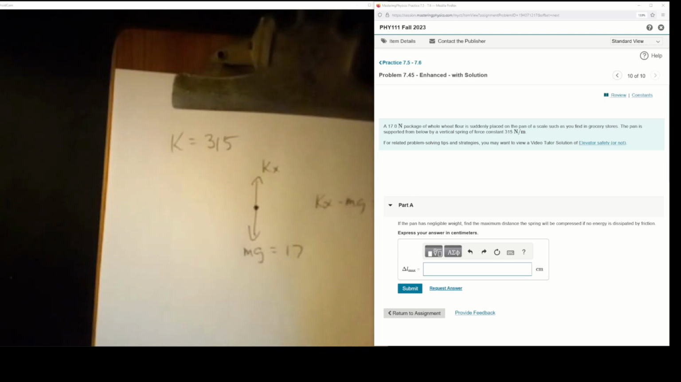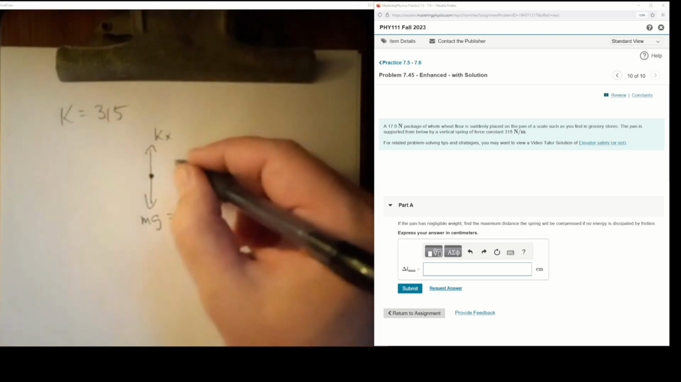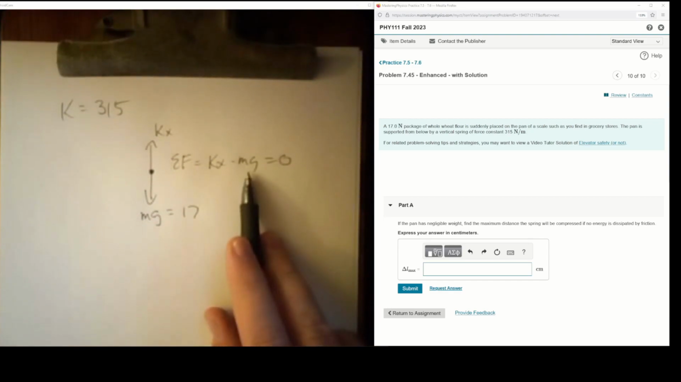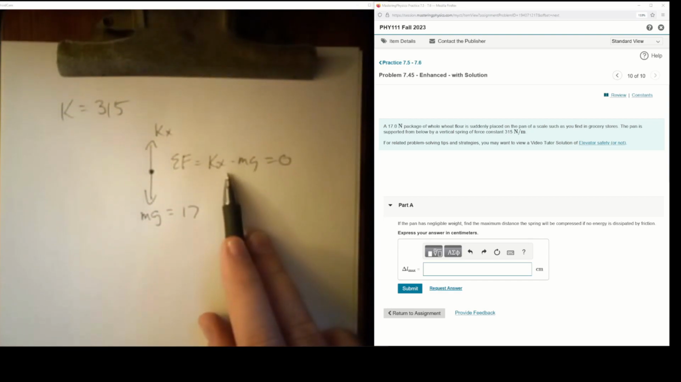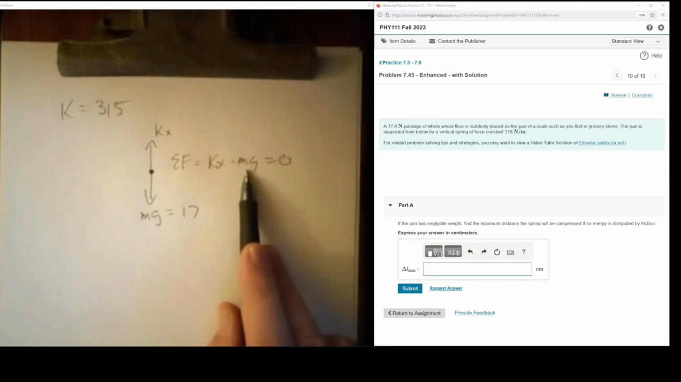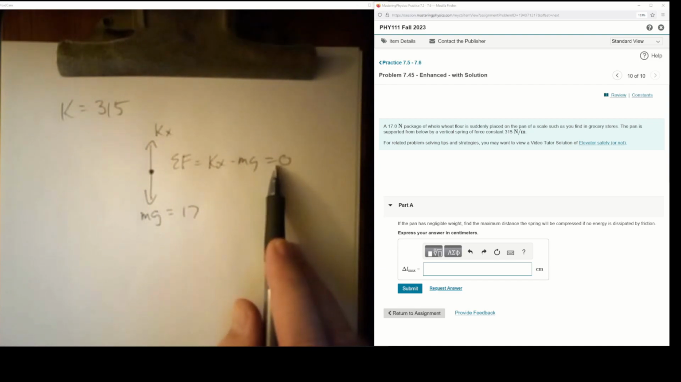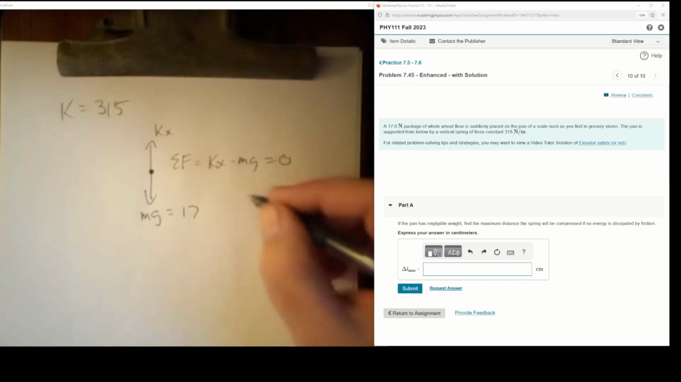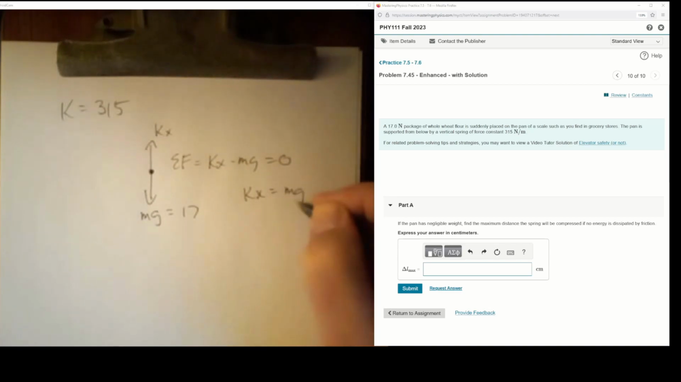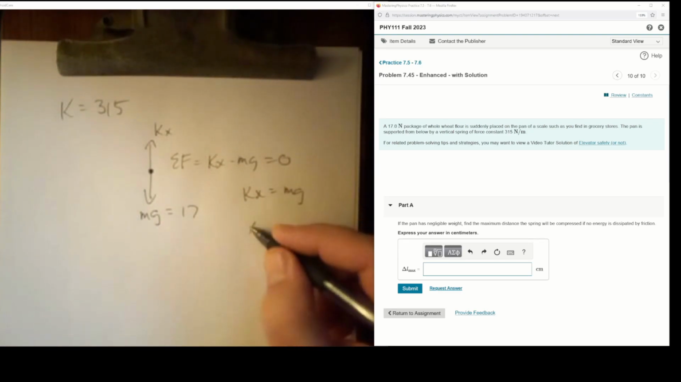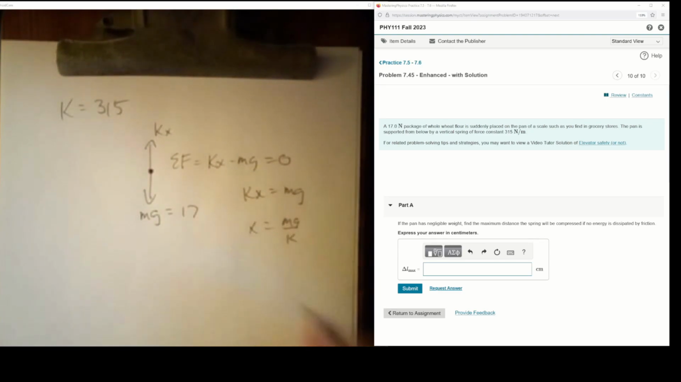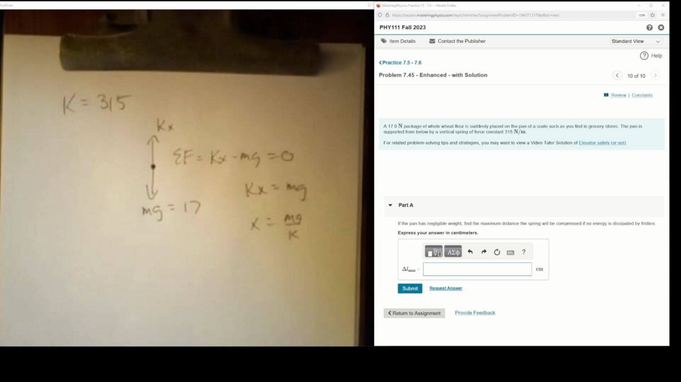It's not moving, so I'm doing a summing of forces here, which we haven't done for a while. Looking at the sum of forces, the force from the spring has to support the weight. They're in equilibrium, so Newton's second law says this equals ma, but a is 0, and so we get kx equals mg. What are we trying to solve for? We're trying to solve for x, how much it's compressed, so that's just going to be mg over k. And again, mg they're telling us is 17, and k they said is 315.